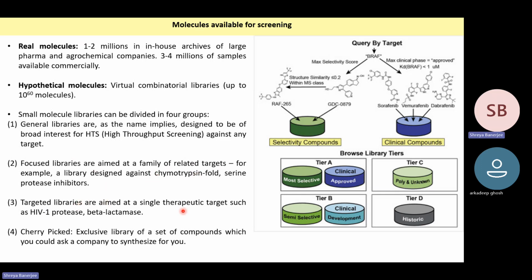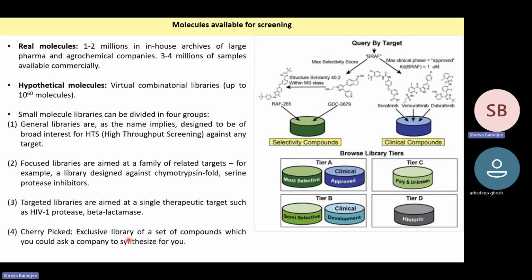Targeted libraries are aimed at a single therapeutic target. For example, HIV-1 protease or beta-lactamase, which is a single protein target. So it is a much more targeted library compared to the focus library.